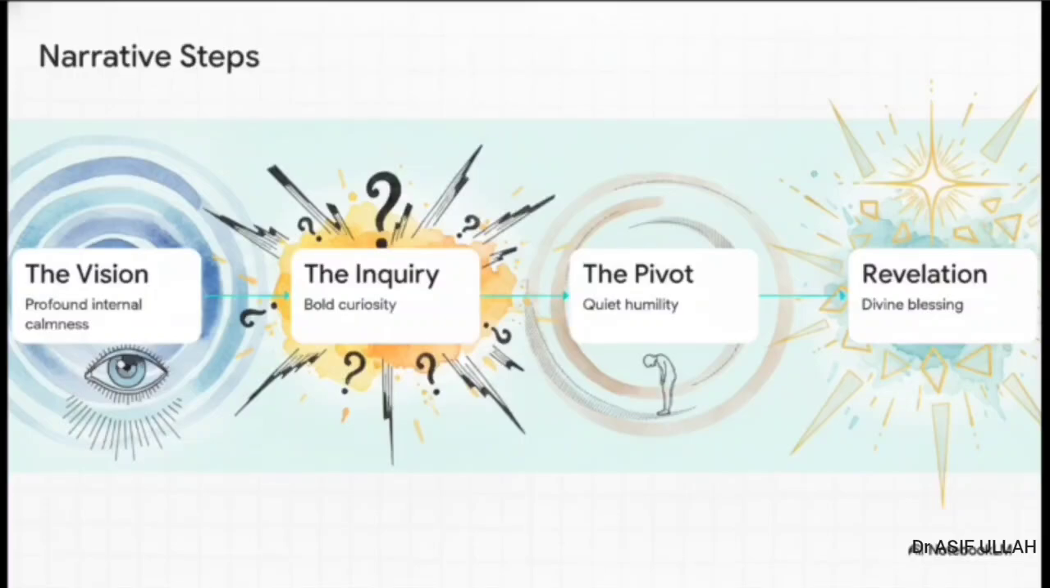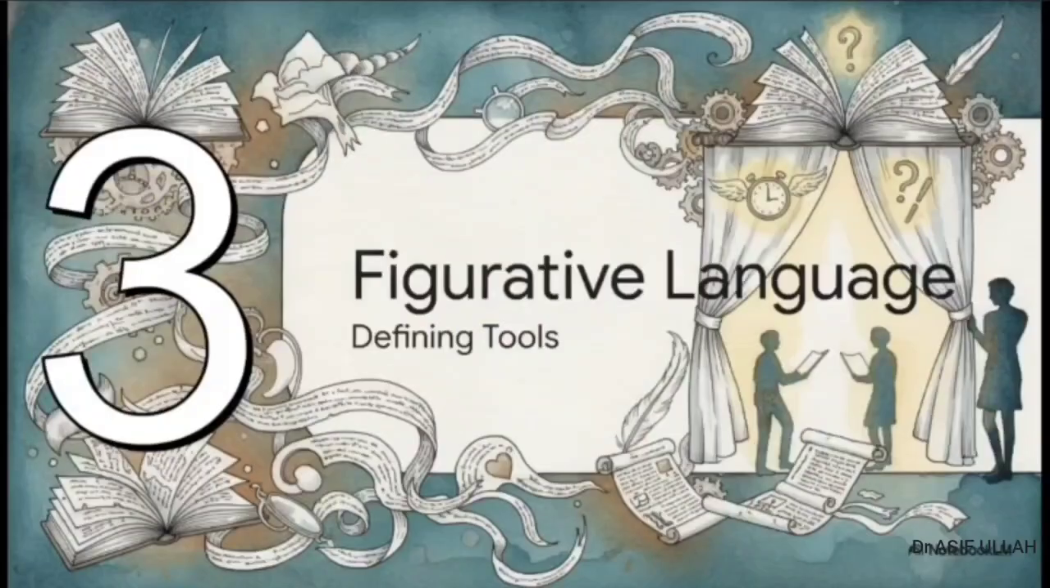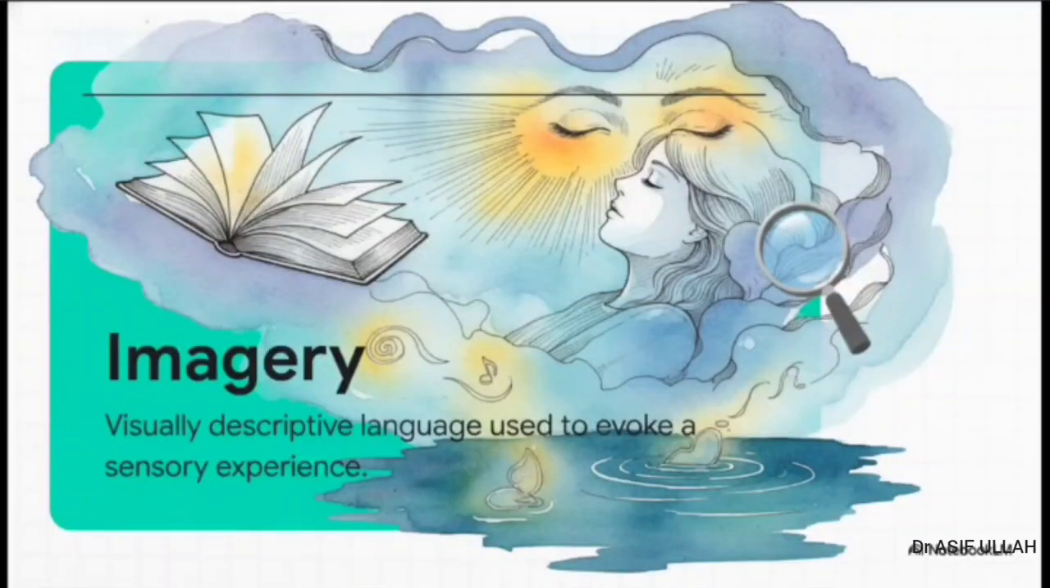We move from the profound internal calmness of the vision straight into the bold curiosity of the inquiry, navigate through the psychological humility of the pivot, and finally arrive at the earth-shattering theological consequence of the revelation. Section 3. Defining figurative language. Now, what's really interesting about this is how we definitively dissect the specific literary tools Hunt employs to build those narrative steps.